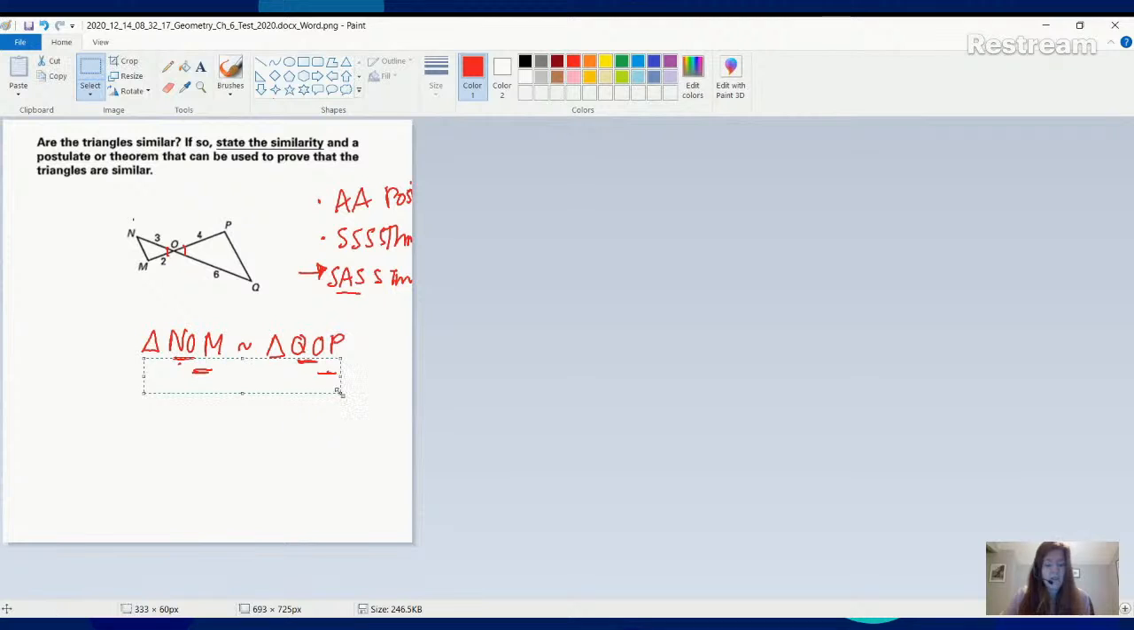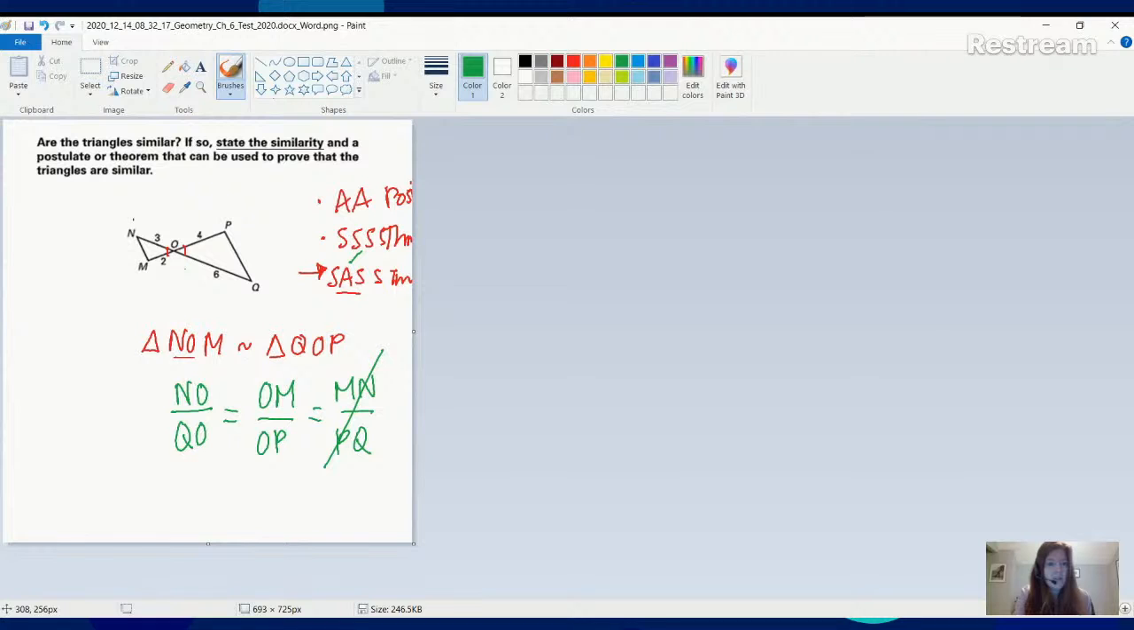And the next thing that I have to do is check if my similarity statement is actually true. So to do that, since I'm using the side angle side, I have already the angle part checked off. So now I just need to make sure that the two sides are proportional to each other. So I need to check that N to O over Q to O is in a proportion with O to M over O to P, right? And if I was doing side, side, side, I would have to check M to N and P to Q. But I'm not doing side, side, side, so I don't have to check that one.